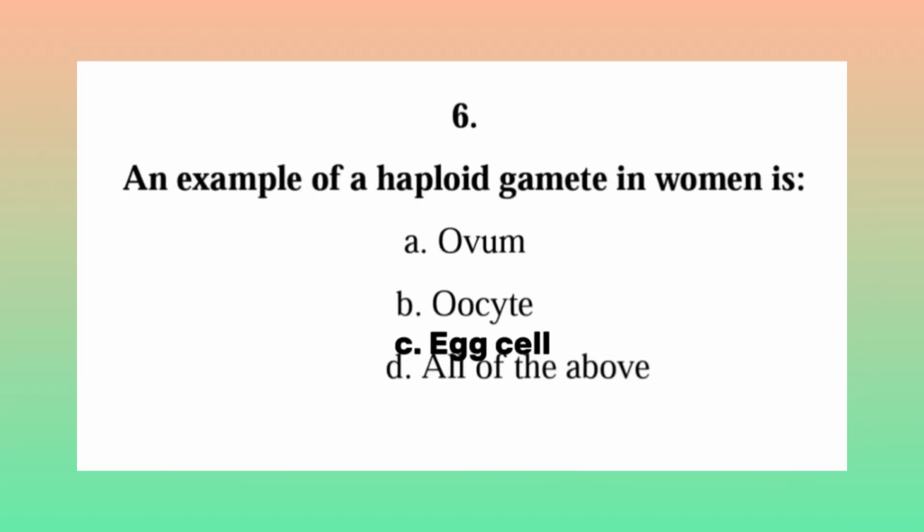6. An example of a haploid gamete in women is A. ovum, B. oocyte, C. egg cell, D. all of the above. Answer: all of the above. The female reproductive cell or germ cell oogonia, after a series of developmental stages, undergoes reductional division meiosis to produce haploid female gametes called ovum, egg or oocyte through the process called oogenesis.